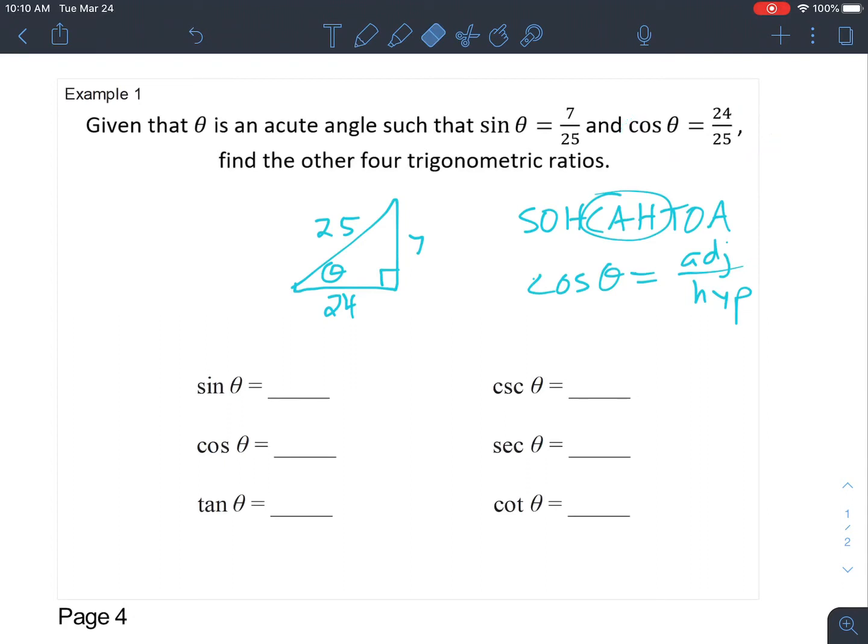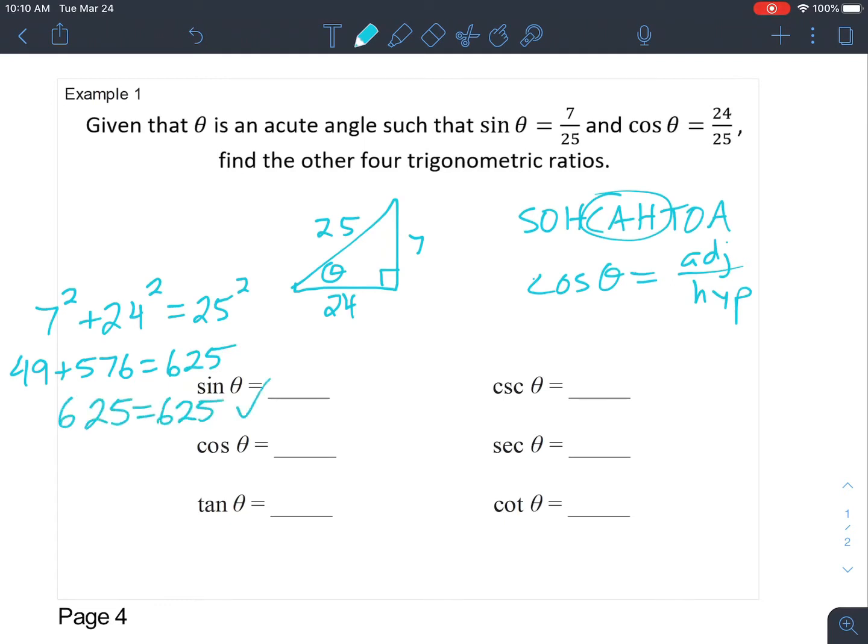Now, one thing that we can do to check to make sure that our numbers make sense is, if we look at our triangle, the Pythagorean theorem is supposed to work. And we will get 7 squared plus 24 squared equals 25 squared. That's going to become 49 plus 576 is equal to 625. We get 625 on both sides. That's good. So we have set up the triangle correctly.